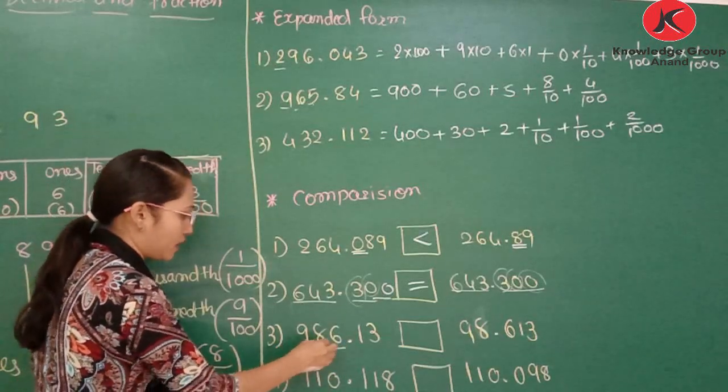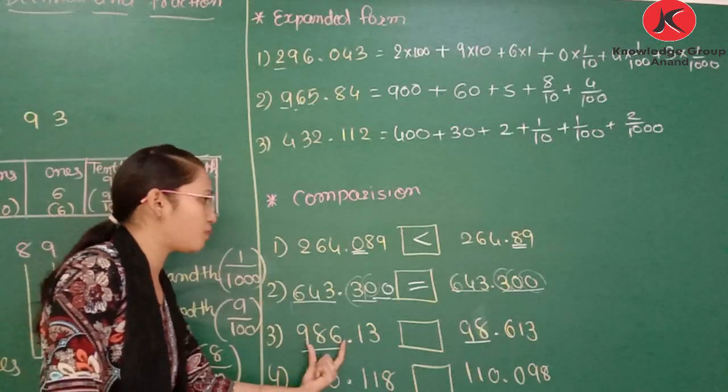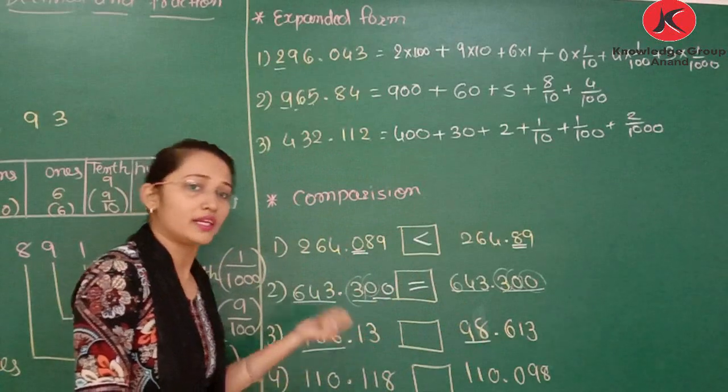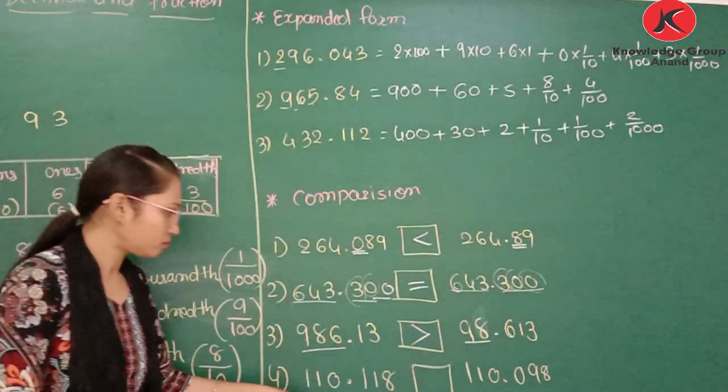Now next. Here 986 and here 90 before the decimal point. Here there are 3 digits before the decimal point, and here there are 2 digits before the decimal point. Which one will be greater? The 3 digit number. So you can write the greater than sign.